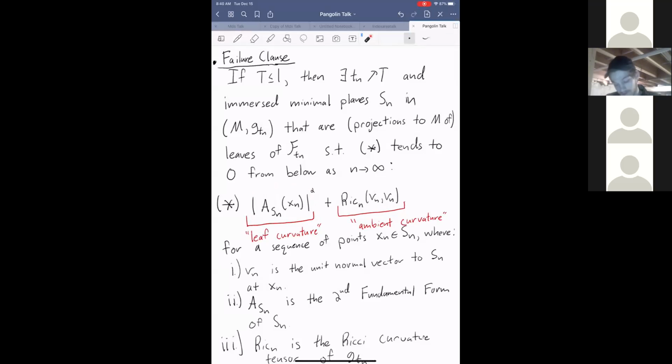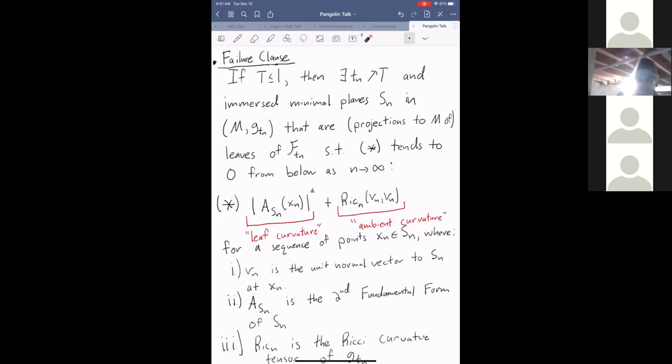And so that's the first term, and the second term is just the Ricci curvature in the metric G sub n, just in the normal direction. So we have nu sub n, the unit normal vectors to S sub n at x sub n, and that's sort of the ambient curvature term.